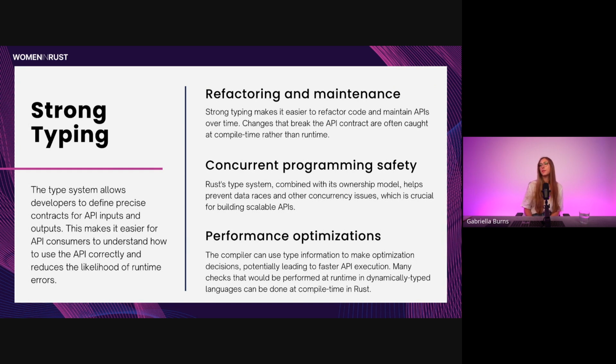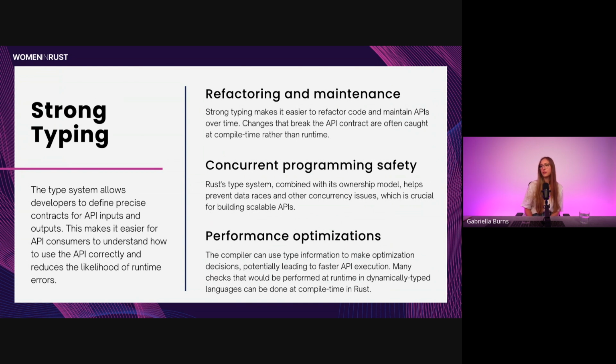This is partially because changes that break the API contract are often caught at compile time. Remember, the compiler is your friend. Then we have concurrent programming safety. Rust's type system, combined with its ownership model, helps to prevent data races and other concurrency issues, which is crucial for building scalable APIs. And there are the performance optimizations that come from strong typing.